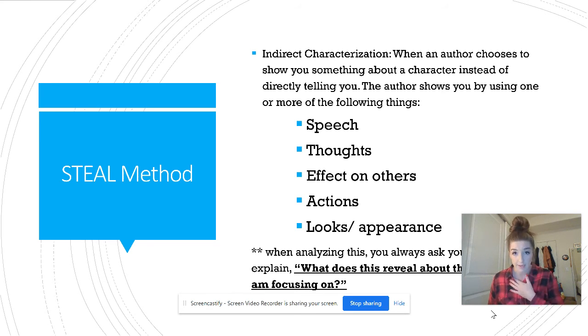Okay. So, like I said, today's class, you're focusing on Atticus Finch. What does the speech of Atticus, the thoughts of Atticus, his effect on other people in the book, his actions, or his looks and appearance reveal about him as a person? Usually, all of these things are going to be working together throughout a novel. We're just going to work on identifying very particular examples of this.